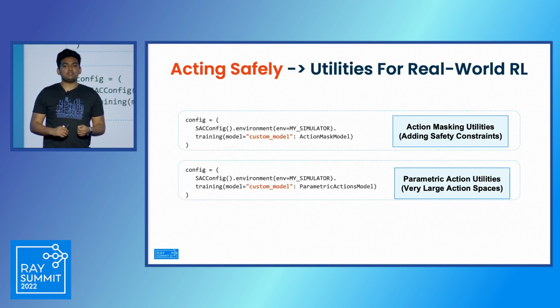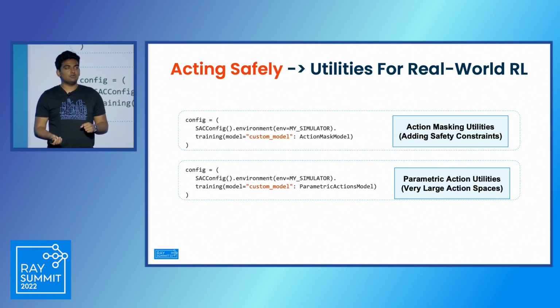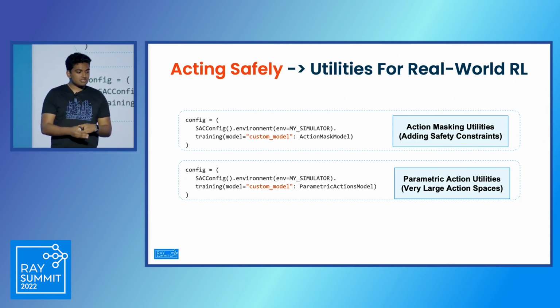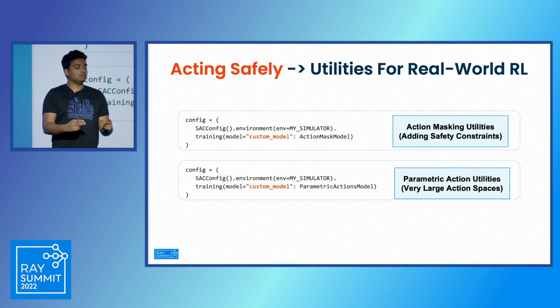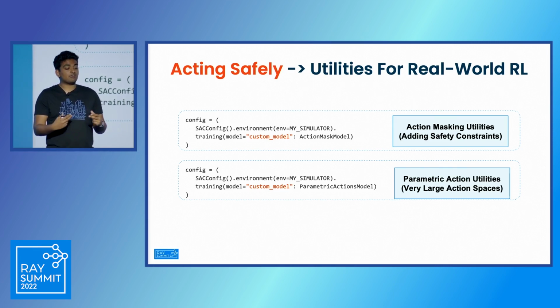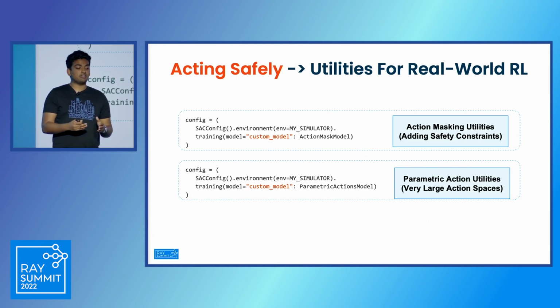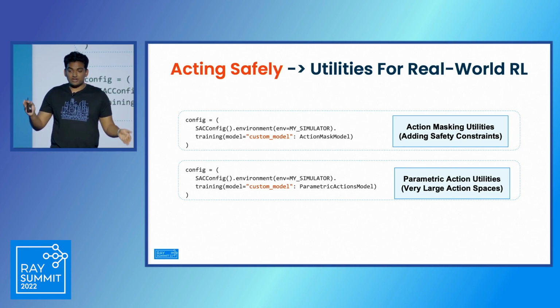And then furthermore, you'll need utilities that allow you to apply those real-world constraints so that your agents can act safely. There's a lot of literature about things that you can try, but one thing that's nice about RLlib is that we've implemented a lot of the standard utilities that you can use. Up here on the screen, I have snippets of the code that you would use to implement your own action masking model, which would be useful for adding additional safety constraints, and also code for dealing with parametric action utilities, which is especially useful when you're dealing with very large action spaces, which would otherwise be very difficult to learn.